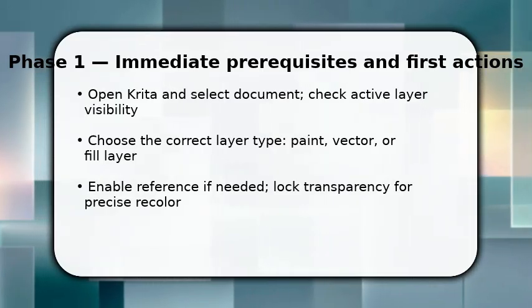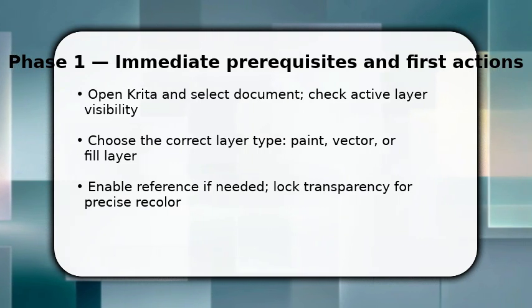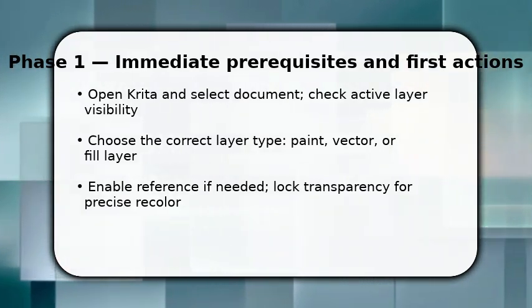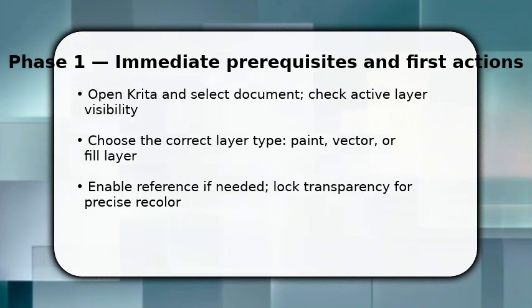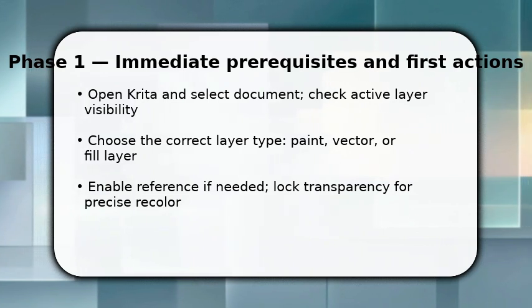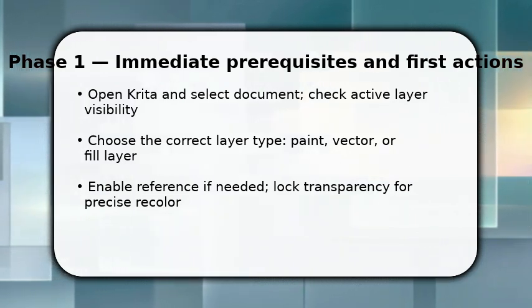You start by opening Krita and picking the layer you want to change. Select the paint or vector layer. If you need solid fills, use a fill layer. Once selected, make sure layer visibility is on and lock transparency when you only want to recolor painted pixels.